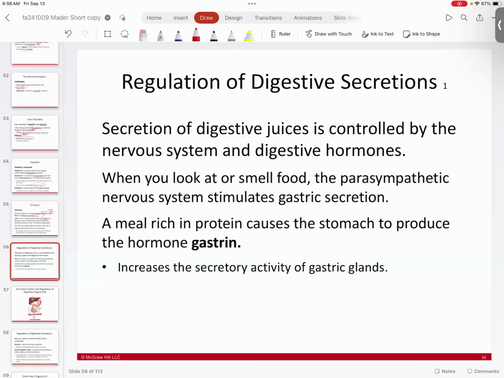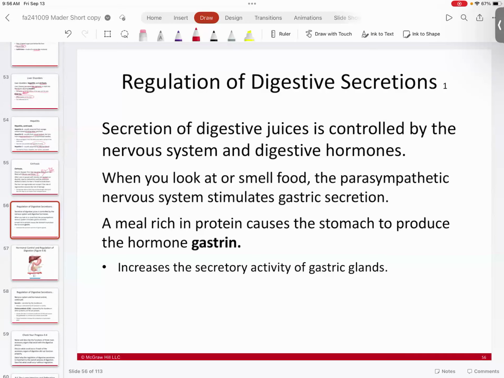Okay, let's take a look at some regulation, right? So how do we regulate all these digestive secretions? Because there's a lot of them out there, right? Your digestive juices, for instance, gastric juice, and digestive hormones are going to be behind a lot of this. It's also controlled by the nervous system. So you're going to have a combination of both nervous system control and hormonal control of the digestive system.